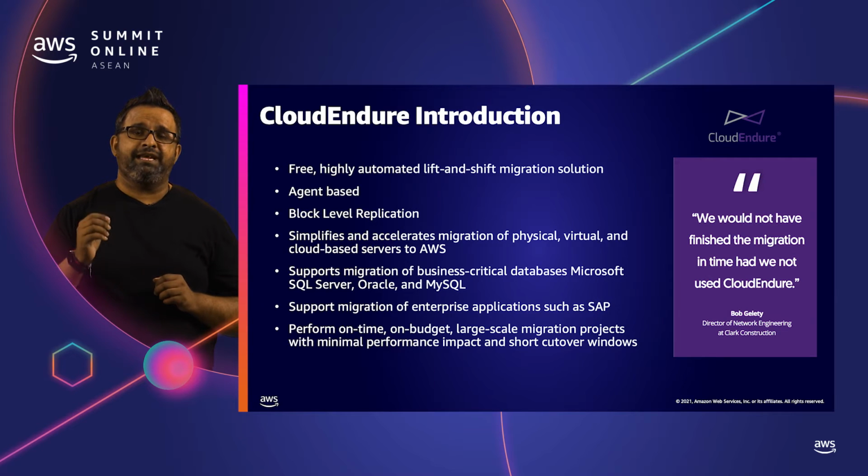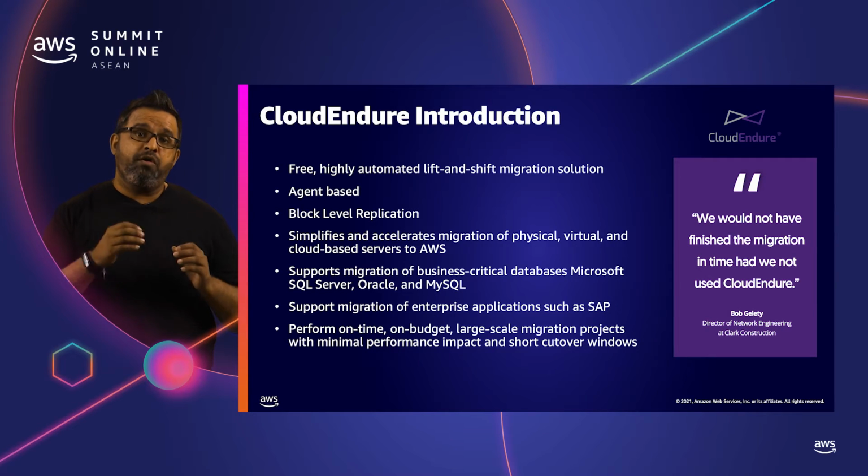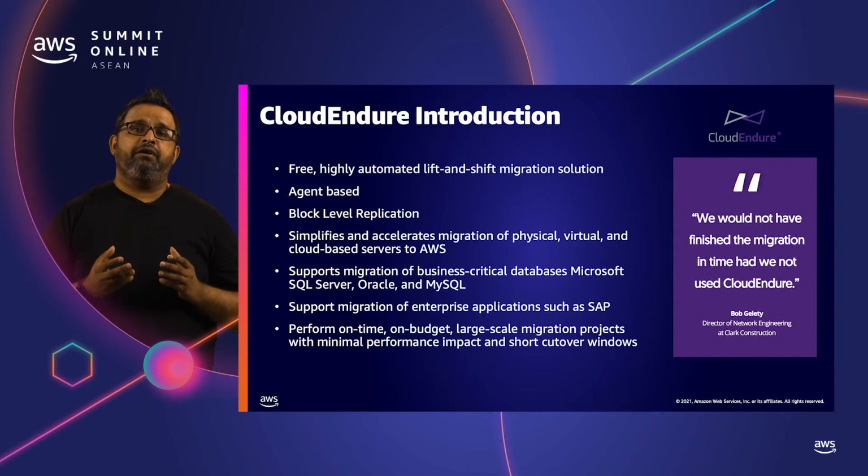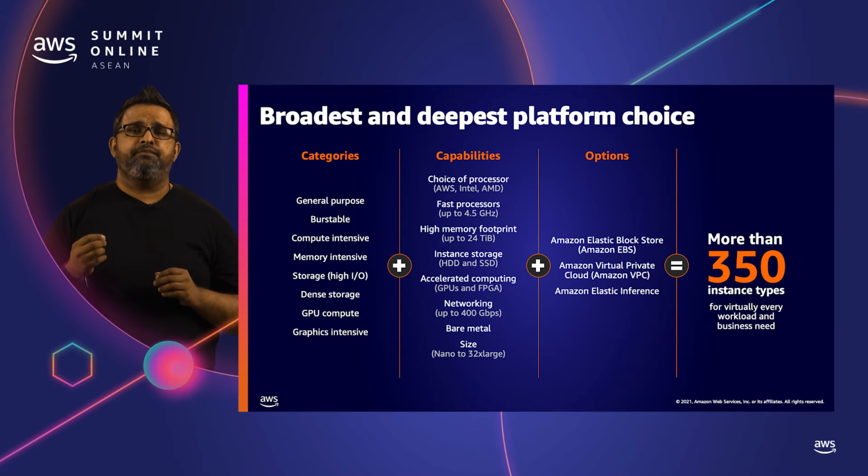CloudEndure Migration supports any x86 source environment and helps accelerate cloud-to-cloud and on-premise to cloud migrations. CloudEndure also supports migrations of commercial databases, for example, Microsoft SQL Server, MySQL, Oracle, and also enterprise applications like SAP. CloudEndure Migration is free for 90 days of usage for all AWS customers. And it supports migration into a wide range of AWS Elastic Compute Cloud platforms, shown here as a target server for the migration.